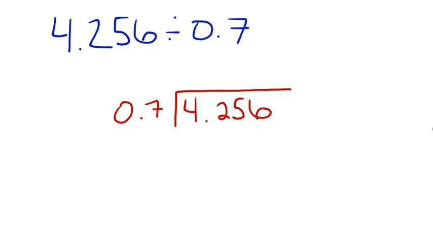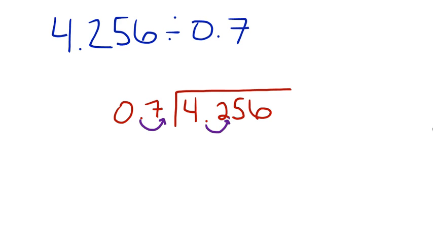Okay, so first thing you need to do is you want to have a whole number in your divisor. So you're going to move this decimal point however many times it takes to make a whole number, and this one moves once. So if you move this one once, you have to move this one once, okay? So now what we end up having is 7 divided into 42.56, right?